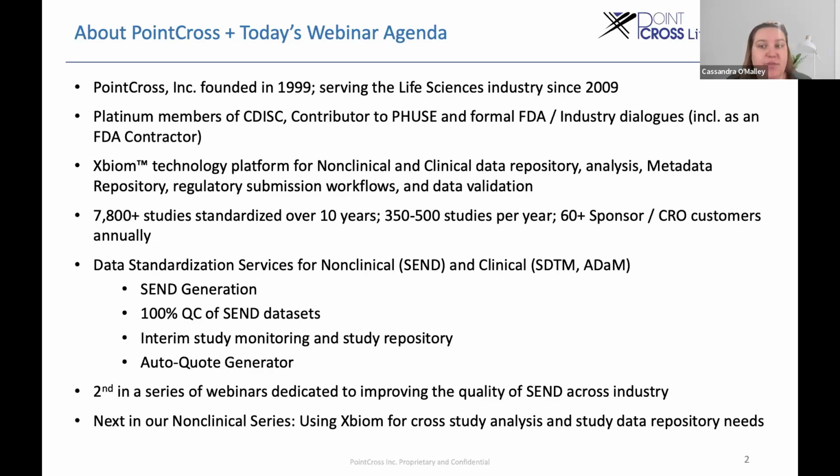Some of our services for the non-clinical side of industry include SEND generation, 100% QC of SEND datasets, interim study monitoring, and study data repositories. If you would like more information on these services, please visit our website, where you can also find our automatic quote generator. This is the second in a series of non-clinical webinars dedicated to improving the quality of SEND across industry. Our next webinar will focus more in-depth on cross-study analysis and study data repository.